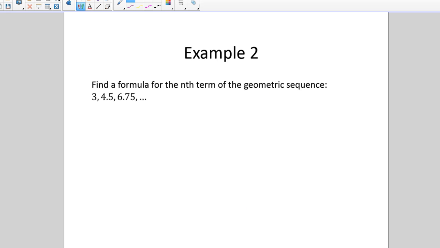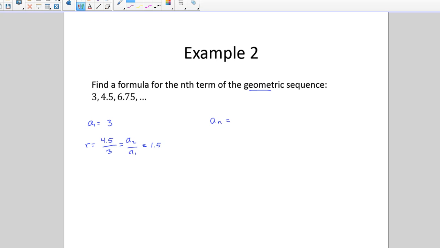Example 2. Finding a formula for the nth term of this geometric sequence. Now we know there's a common ratio, so again, like all these problems, we're going to write down what we know. We know our first term. We have the starting point here. It's going to be 3. Common ratio, we just have to divide two consecutive terms. So we'll just pick the first two here. 4.5 over 3, just to make sure we understand the notation, it's a2 over a1, and that's going to give us 1.5 is our common ratio. And again, we're using ratios here because we know it's geometric, and that's what we need.